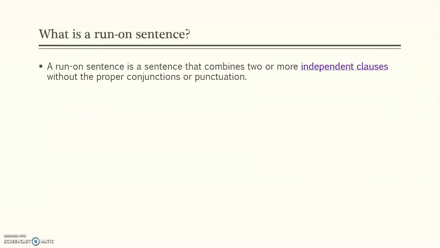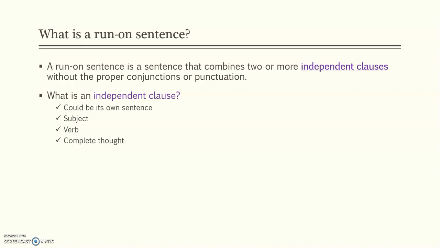So a run-on sentence is a sentence that combines two or more independent clauses without the proper conjunctions or punctuation. An independent clause is essentially a sentence. It has all of the requirements that a sentence has. So to be an independent clause, this group of words has to be able to be its own sentence and have a subject, a verb, and a complete thought.